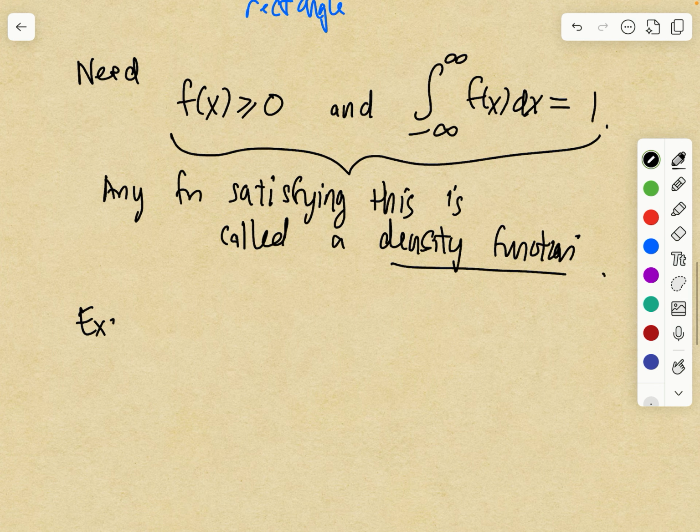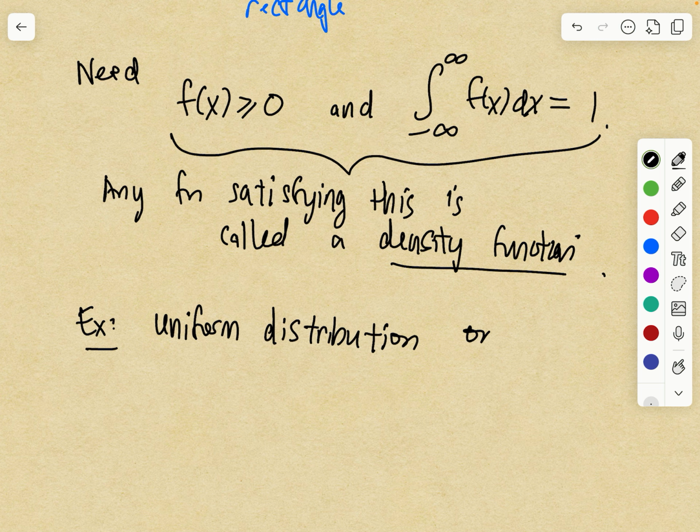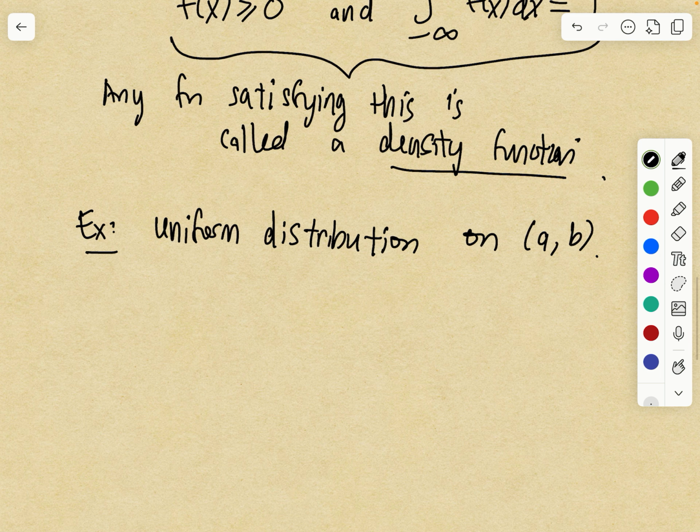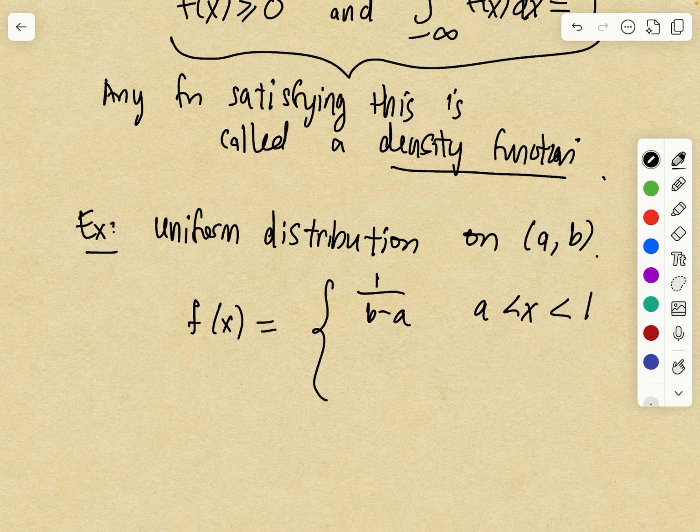So let's look at some examples. You can have the uniform distribution on the open interval from a to b, and that has density function 1 over b minus a when x is between a and b and 0 otherwise.